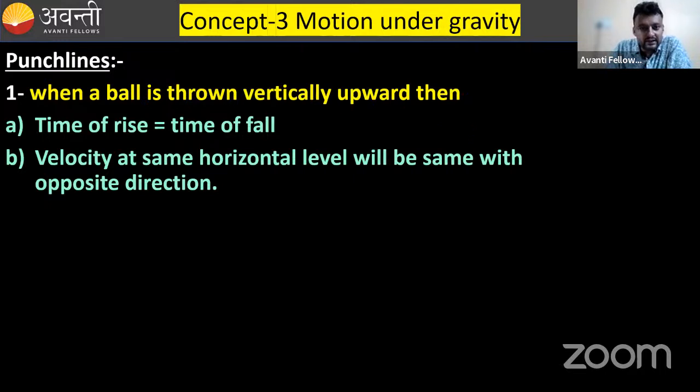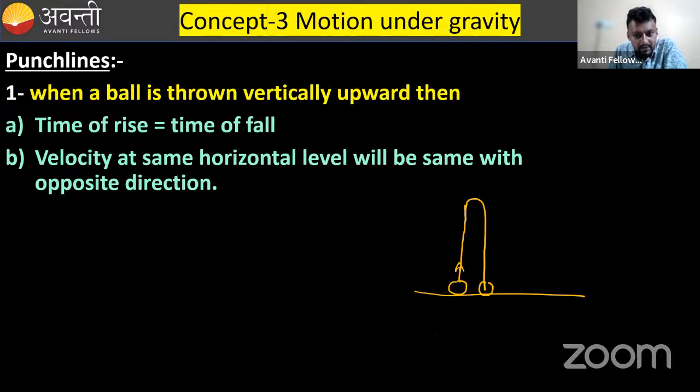When a ball is thrown vertically upward, for example, the ball is thrown vertically upward like this. So what will be its path? It will go upward, upward, upward until a point when its velocity becomes zero, and then it will return back. So this is going to be its path. This distance is negligible because it has fallen over the same line.